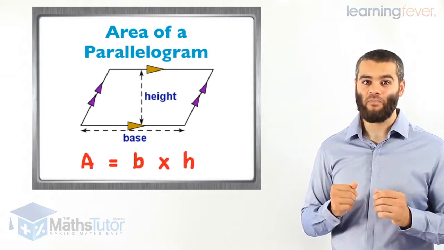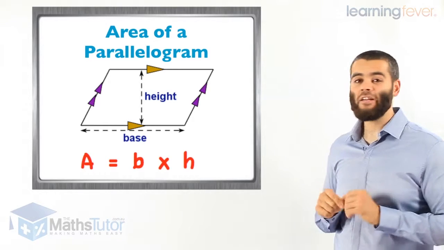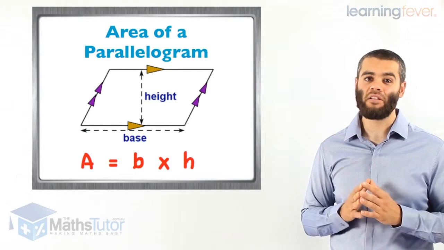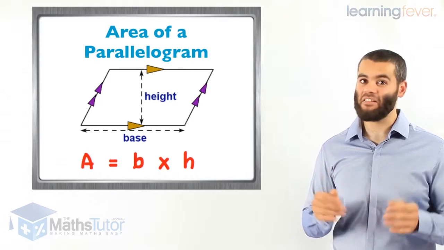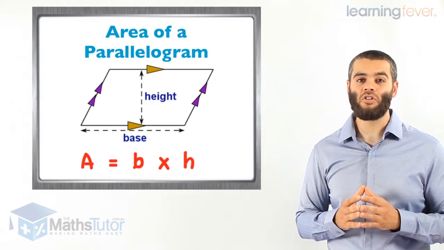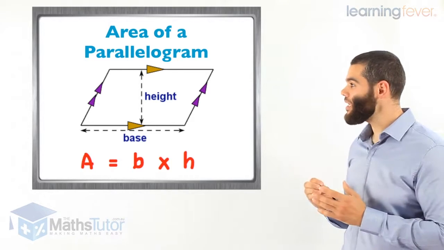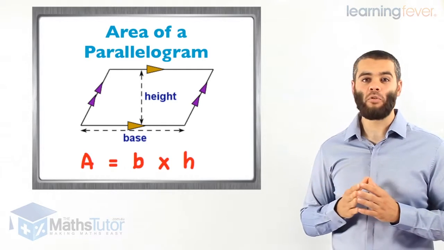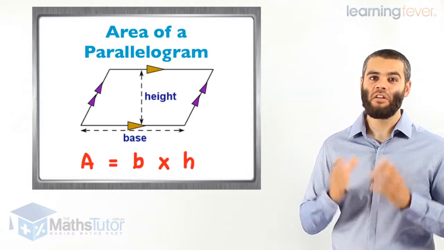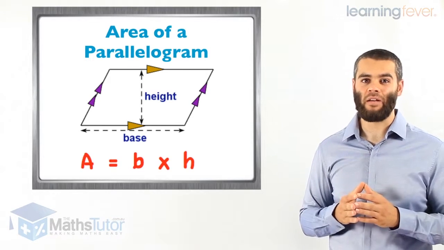Now, the formula. The formula is area equals base times height. The base times the height. Is that it? Yes, that's it. A equals B times H, or A equals BH. Now, we know the formula. We know what a parallelogram looks like. Let us work out some examples to show you how easy it is to find the area of any parallelogram.